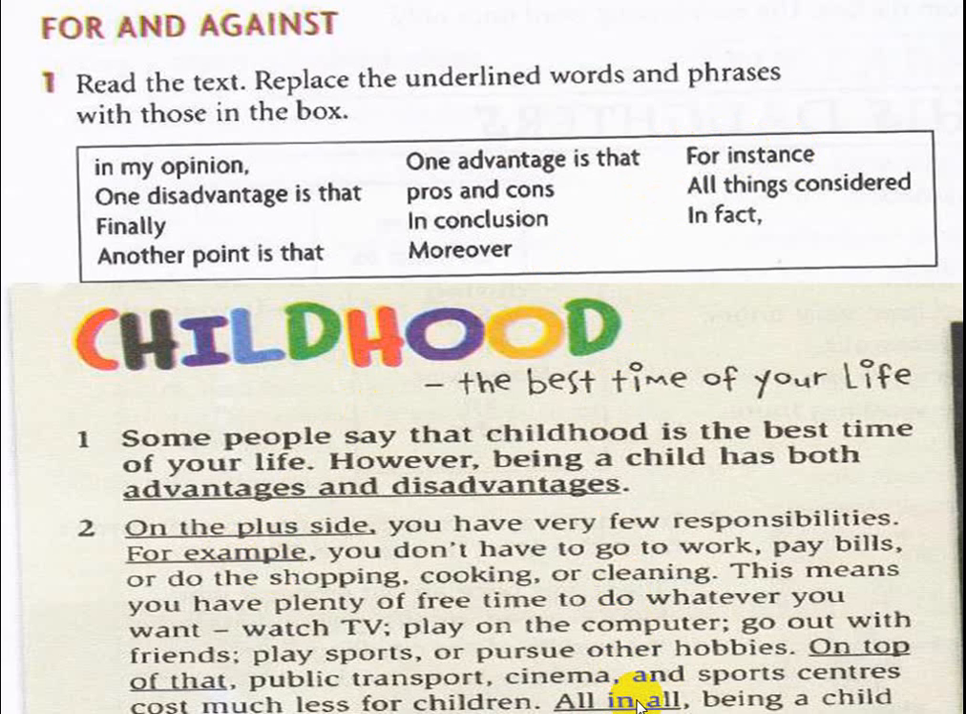And the underlined phrase here, all in all. On top of that, the underlined phrase here, on top of that, means another point is that. On top of that means another point is that. All in all means all things considered. All things considered.